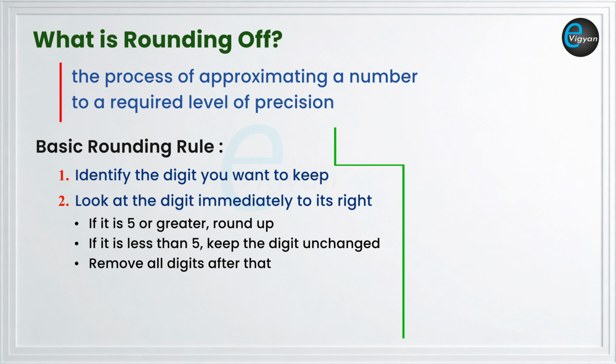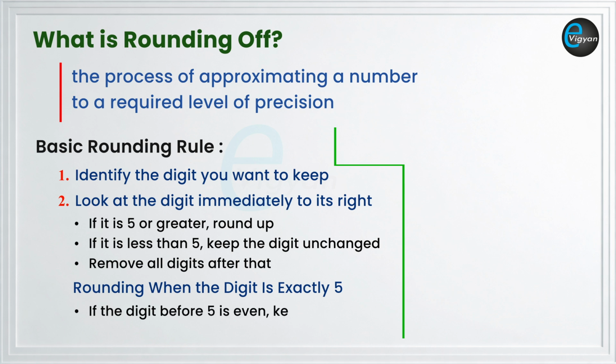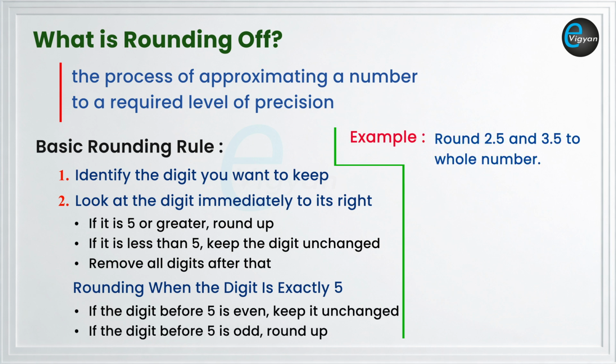But there is a special case here. What will we do when the digit is exactly 5? In scientific data analysis, to reduce bias, if the digit before 5 is even, keep it unchanged. If it is odd, round up. For example, 2.5 becomes 2 and 3.5 becomes 4. Why does 2.5 become 2? Because 2 is an even number, so we keep it unchanged. And in 3.5, 3 is an odd number, so we have to round up.